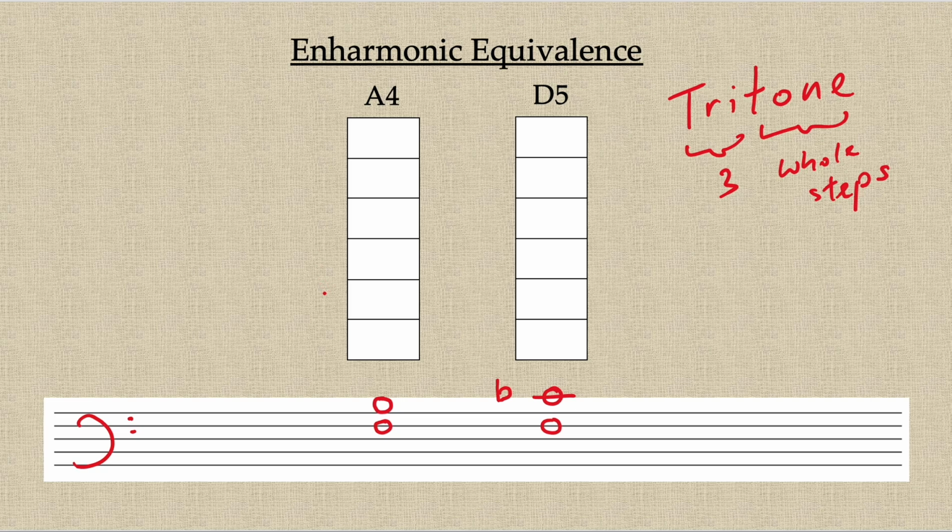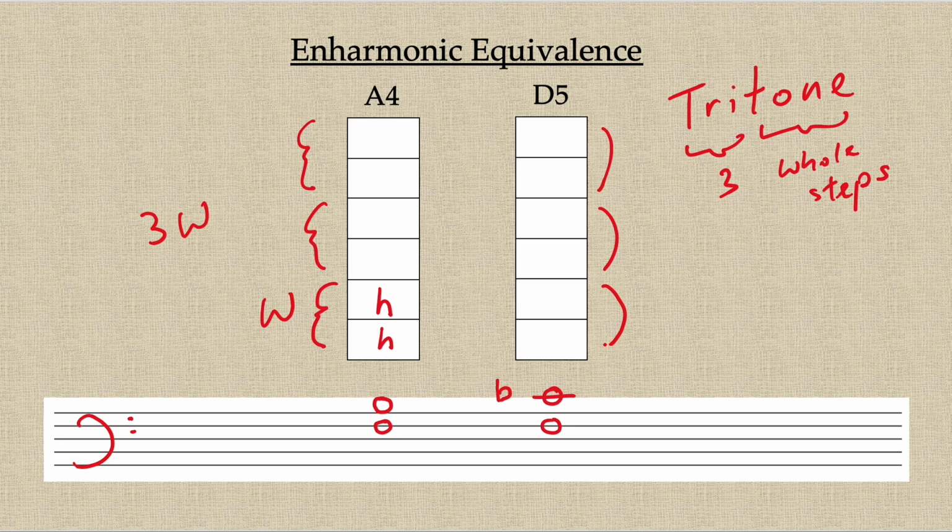So for an augmented fourth, there are 3 whole tones. This is the first one. This is a half step plus a half step, which is a whole step. This is a whole step. This is another whole step. So there are 3 whole steps or 3 whole tones. So is this. There are 6 half steps, which means 3 whole steps, which also means a tritone.